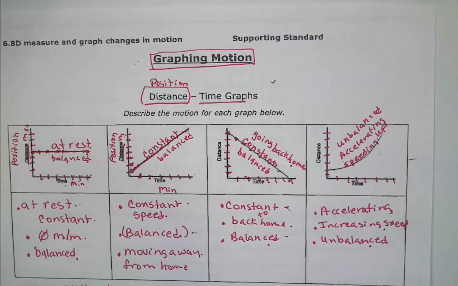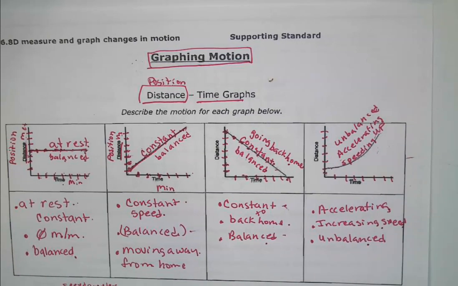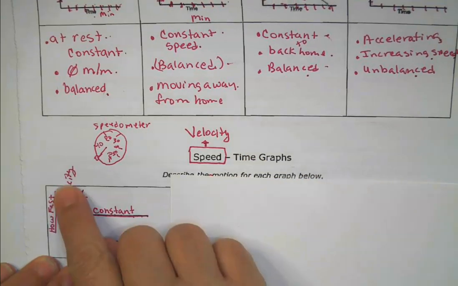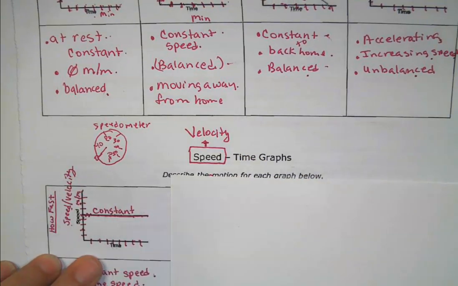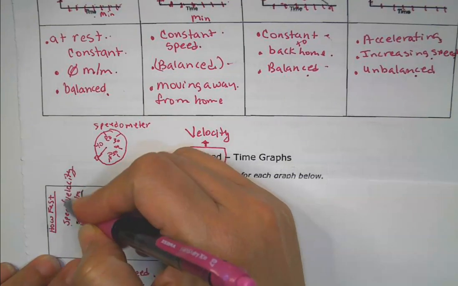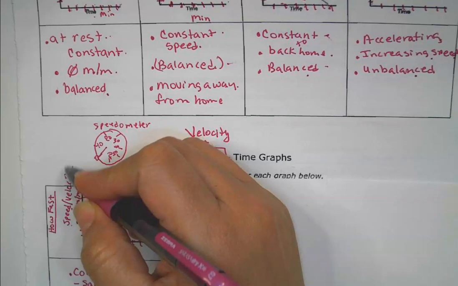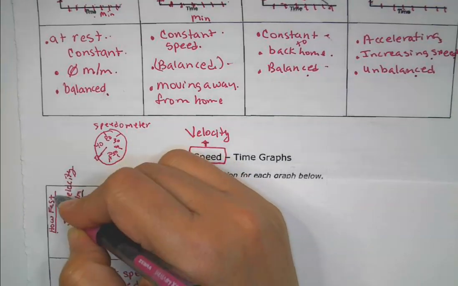Now, let's go ahead and go to the next type of graph. The next type of graph is what we call the speed or velocity graph. Speed and velocity are the same thing here, so they might put speed and velocity, or just speed, or just velocity. With these, it's kind of like, how fast am I going?